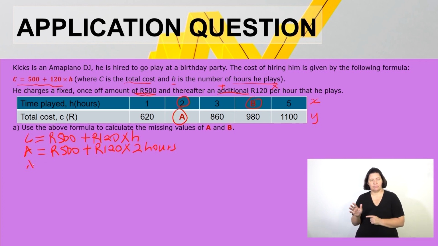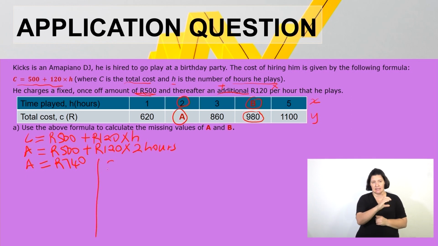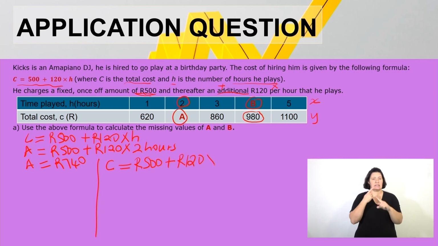Let's take out our calculators and get the answer. We're going to say 500 plus 120 multiplied by 2 hours. Kix will be paid 740 rands. So let's calculate B. We're going to use the same formula again. So we say C, which is cost, is equals to 500 rand plus 120 multiplied by H for hours.